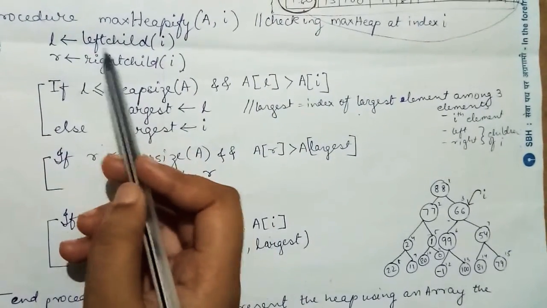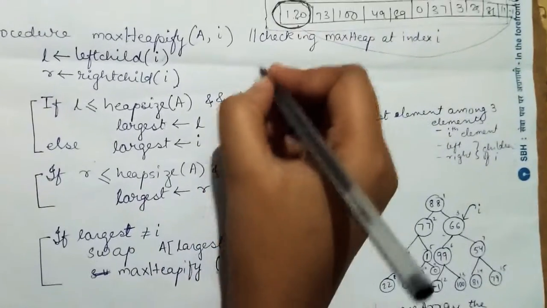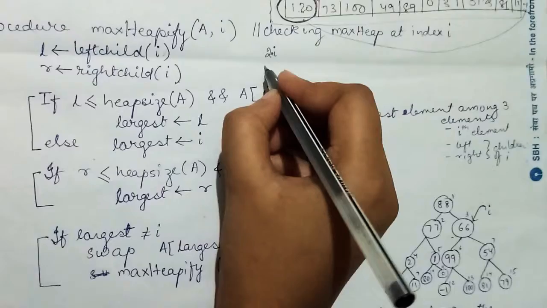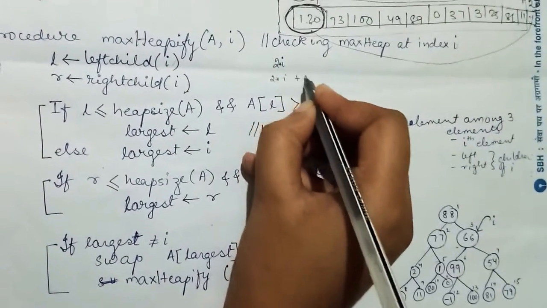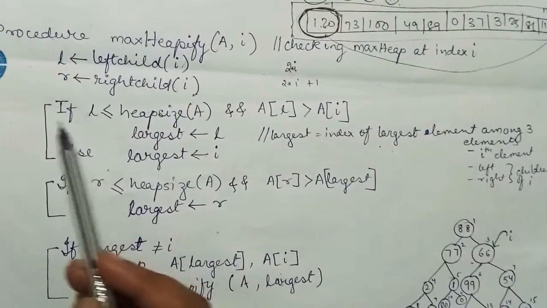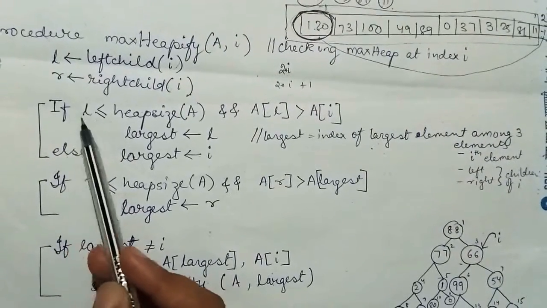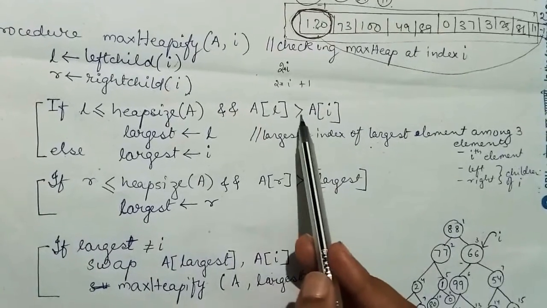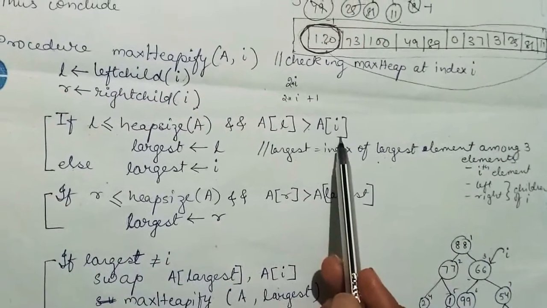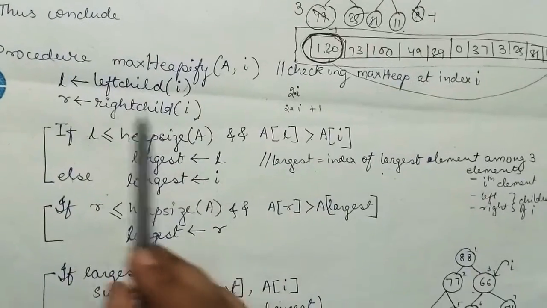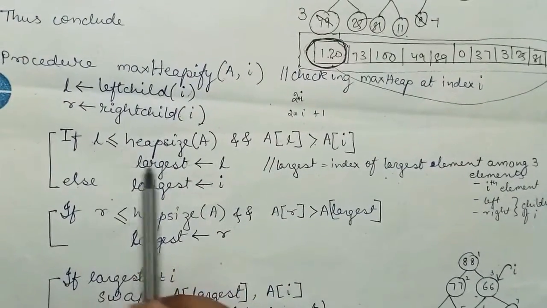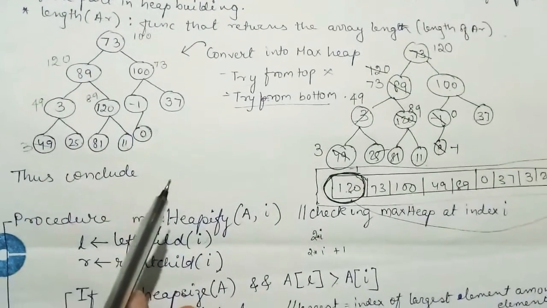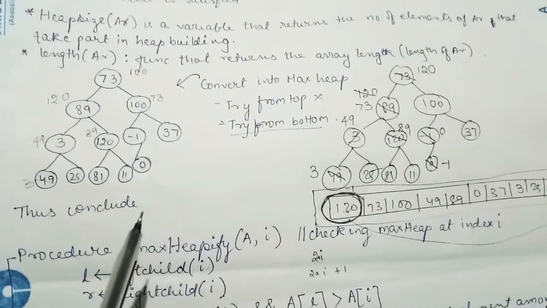Left child of I will return 2 into I, and right child of I will return 2 into I plus 1, as discussed earlier. And then, if L is less than heap size and the array at L is greater than the array at I. Here we are checking the condition L is less than or equal to the heap size. As told earlier, heap size is the number of elements that are taking part in the heap building.